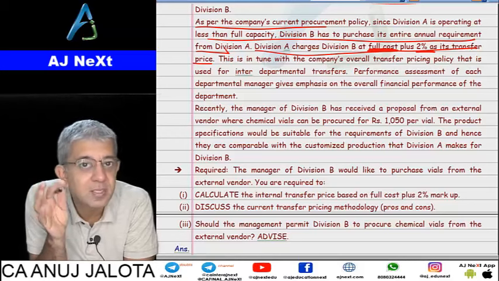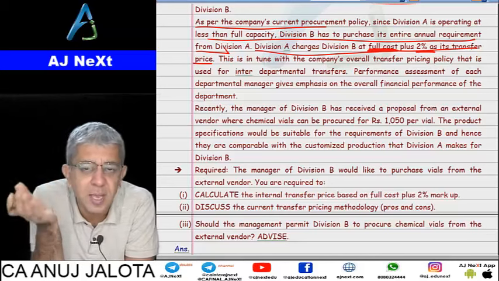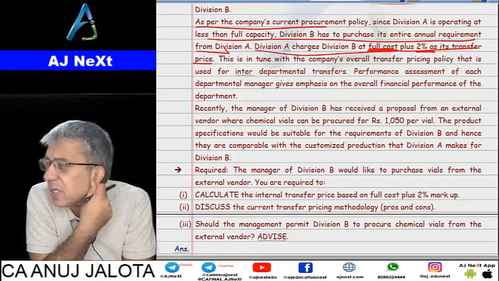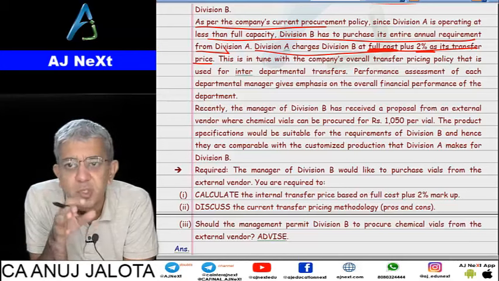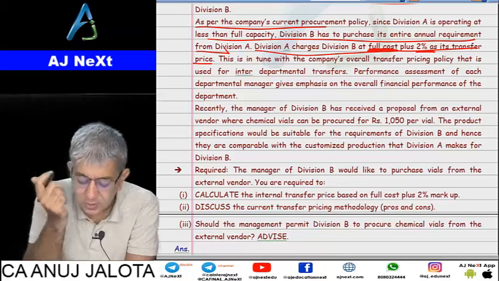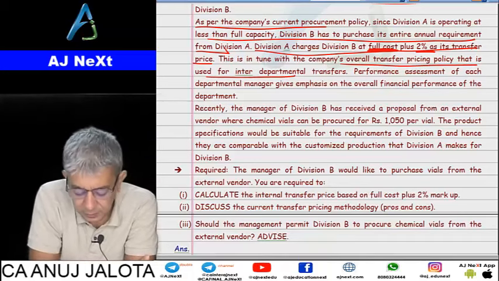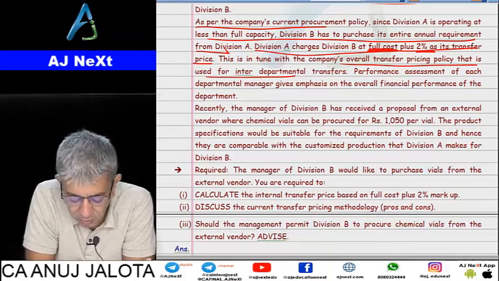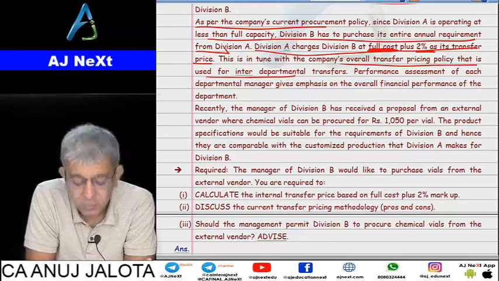So the company has a policy that as Division A cannot sell everything in the market, Division B has to purchase from Division A. Now this will reduce the competitiveness, I think, of Division B, because Division B is forced to buy from Division A just because Division A has spare capacity. This is in tune with the company's overall pricing policy that is used for interdepartmental transfers. Performance assessment of each departmental manager gives emphasis on the overall financial performance of the department.